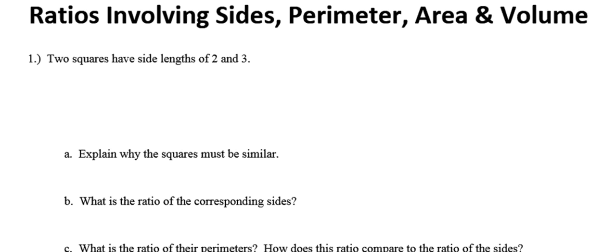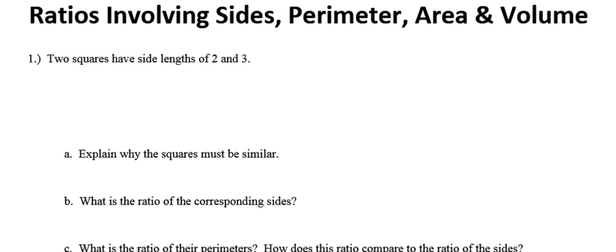In the previous lesson, when we discussed similar figures, we always talked about the ratios that involve the corresponding sides of those figures. Today we're going to extend that discussion to include ratios of their perimeters, ratios of their areas, and ratios of their volumes.